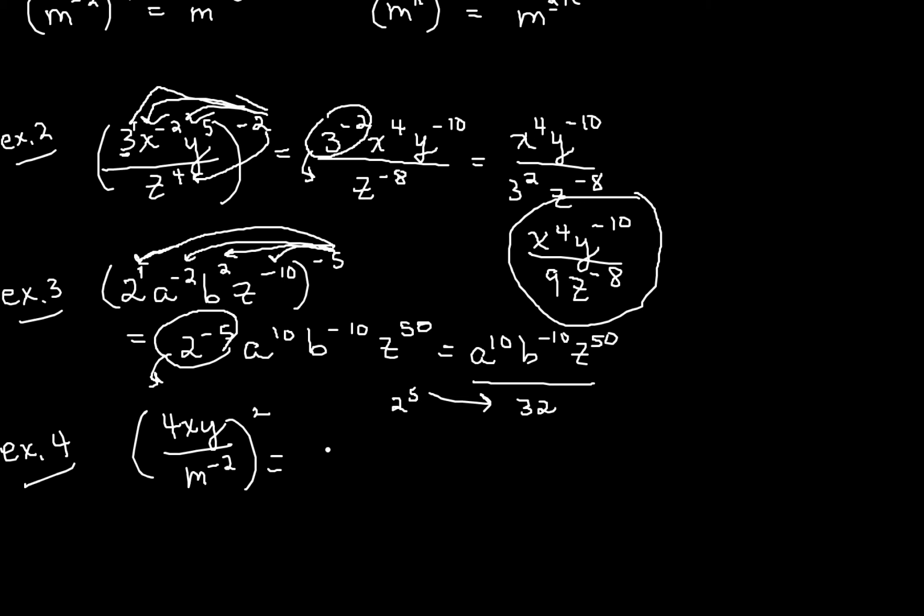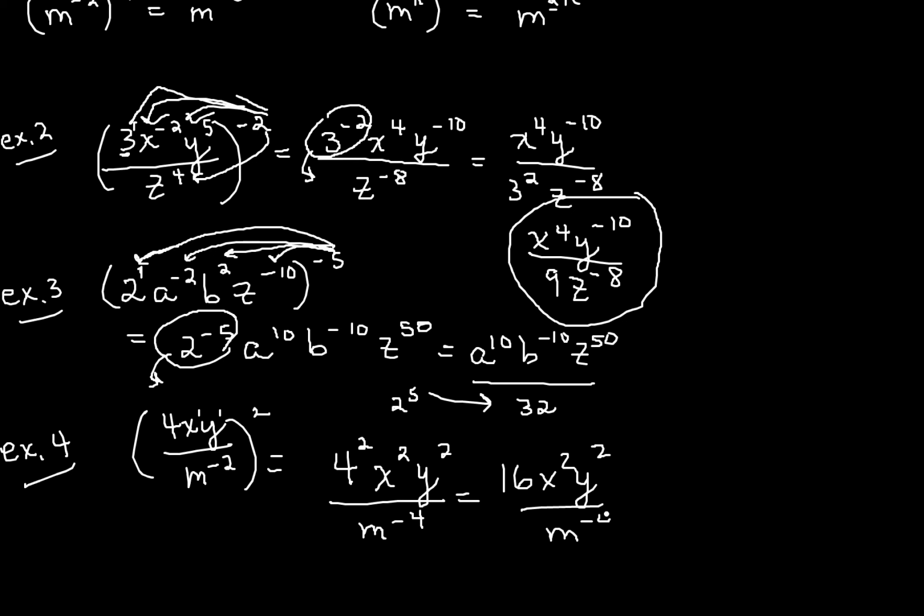All right, so here we go again. We're going to get 4. Is it going to be 8 or is it going to be 16? 4 squared, x. Now these have 1s. If there's nothing there, it's going to have a 1. So it's going to be x squared, y squared, over m to the negative 4th power. And then you just need to clean it up. So it's going to be 16x squared, y squared, over m to the negative 4.